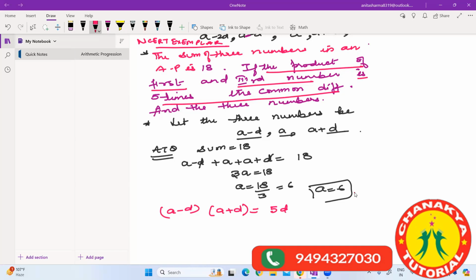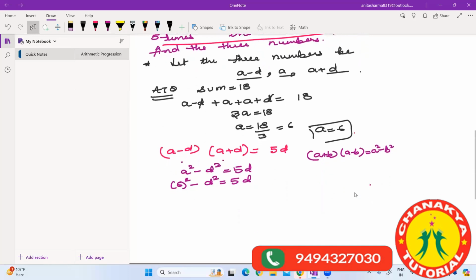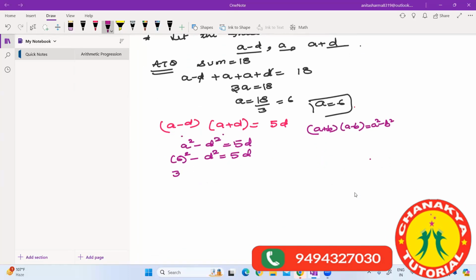Now A plus B and A minus B, which identity will I use here? It will be A square minus B square. So A plus B into A minus B is equal to A square minus B square. So apply this identity here. So A square minus D square is equal to 5D. Now put the value of A here. So 6 square minus D square is equal to 5D. Now 6 square is 36, so 36 minus D square is equal to 5D.